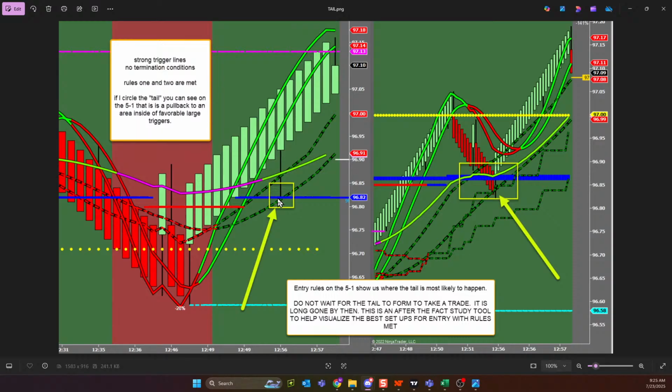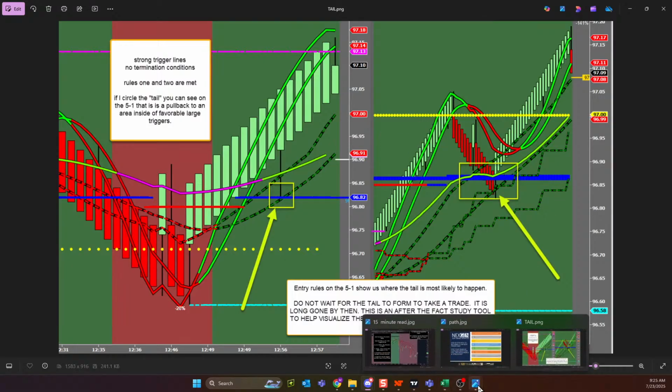Somebody asked me yesterday, I say in the room a lot, this is your look. And he asked me, what does that mean, this is your look? If your rules are met, your chart will look like this. If your rules are not met, your chart won't look like this. So this is your look. This is your pattern, guys.